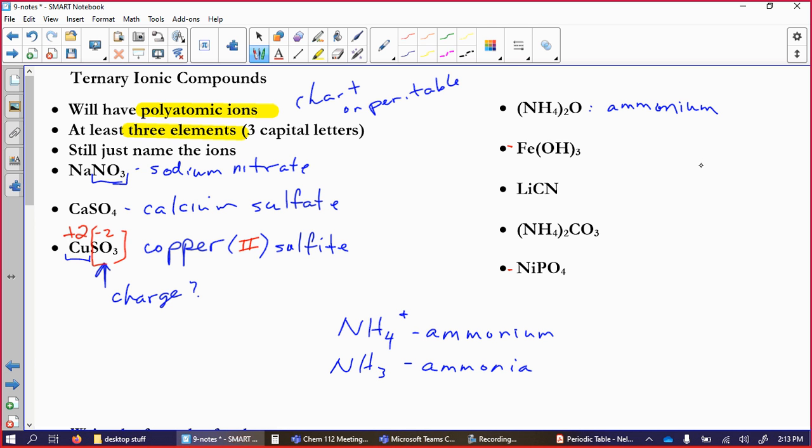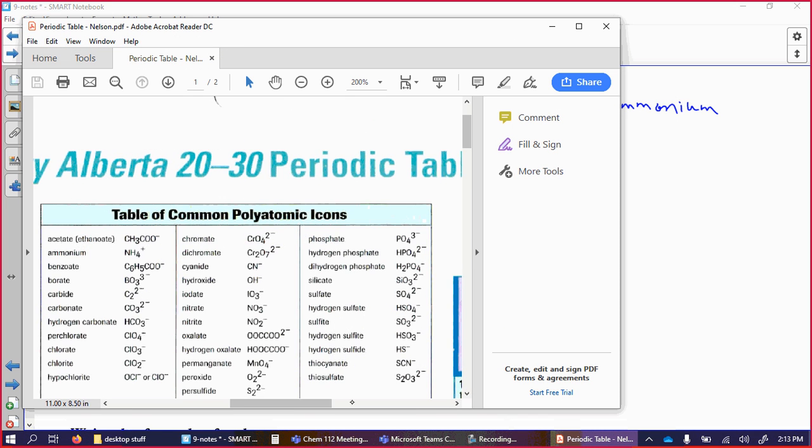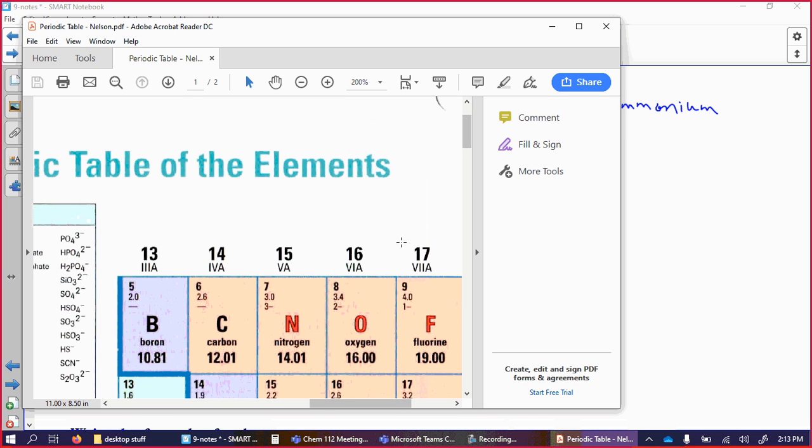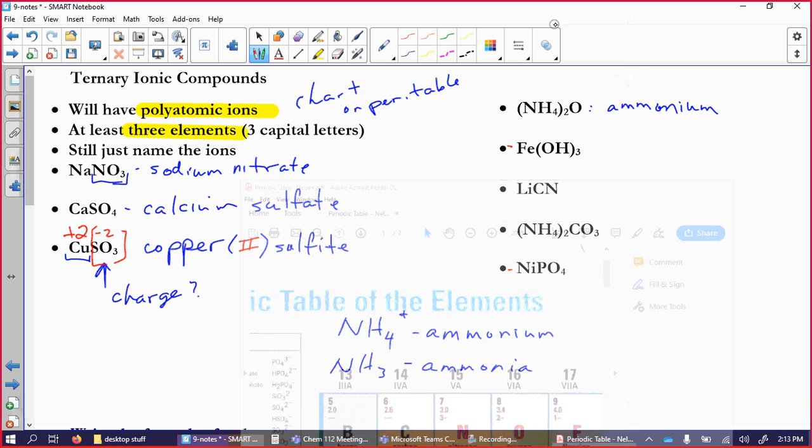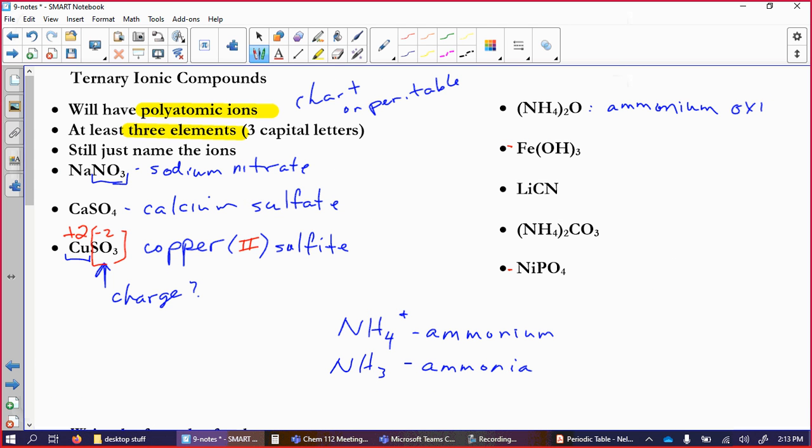O is from the periodic table, so I've got to go over here. O is oxygen, that just turns into oxide. So this is the first one where we have these brackets. Well, I guess the second one, but I ignored it up here.